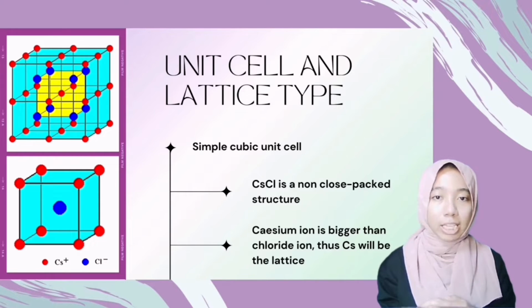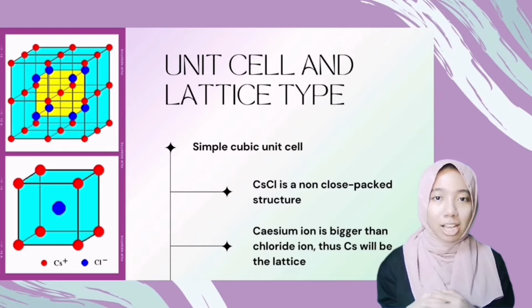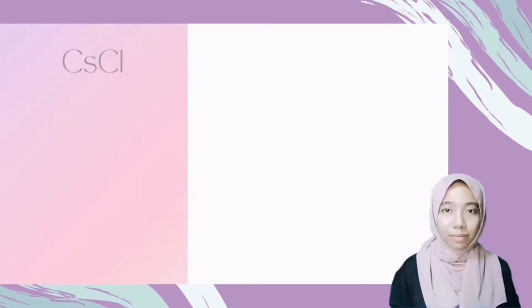Caesium is located in group 1 at the bottom. Therefore, caesium is very big in size, whereas chloride is from group 17. In general, the lattice is formed from the large ion, which is the anion. However, in this case, the caesium ion is bigger than the chloride ion. Therefore, caesium will be the lattice.